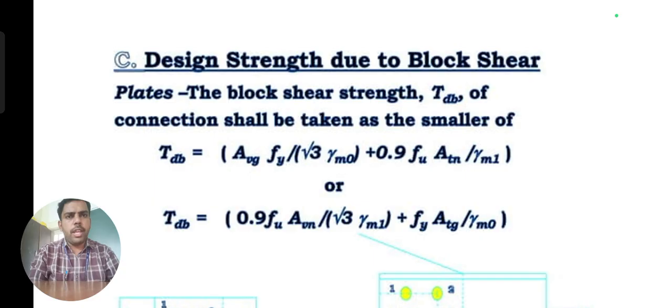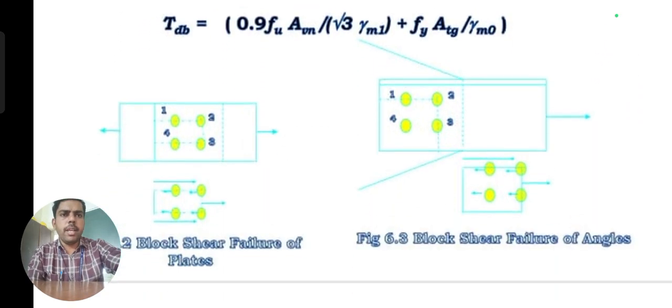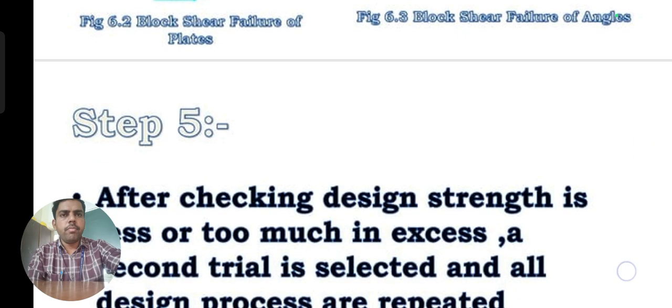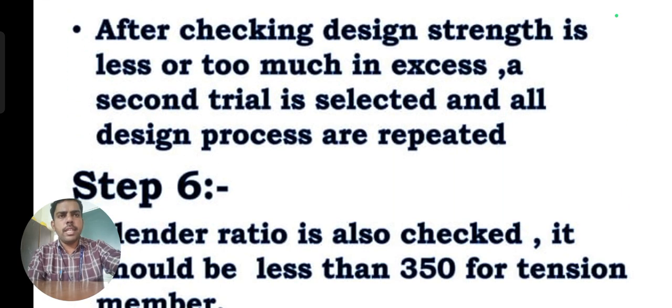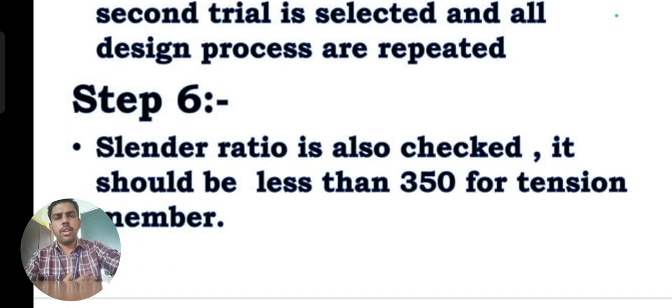or Tdb equal to 0.9 fu Avn by root 3 gamma m1 plus fy Atg by gamma m0. After checking the design strengths, we have to calculate the least value of that design strength. We have to take the lesser value, and if the strength of that member is very high compared to the load, it should be okay. But if it comes to less value than the load, it should be revised, that cross sectional area and that member.